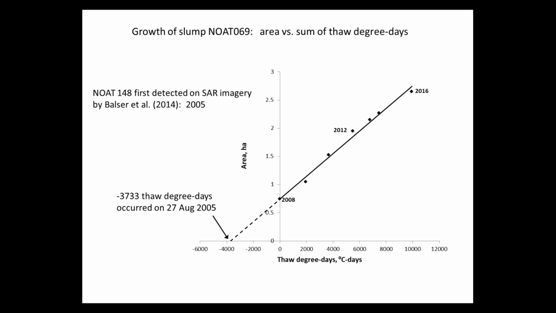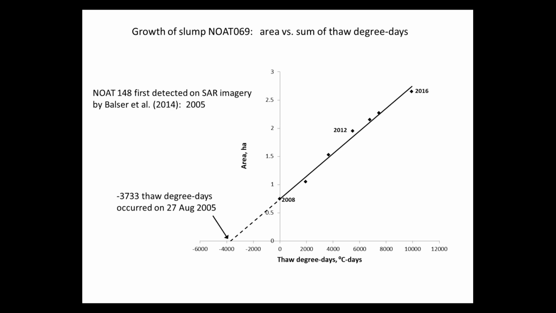So in this case, we seem to have kind of a linear growth rate through time. I plotted then again the area of slump NOAD 069, which was the one on the left, the area of that slump versus thaw degree days, and that one doesn't seem to be slowing down yet.